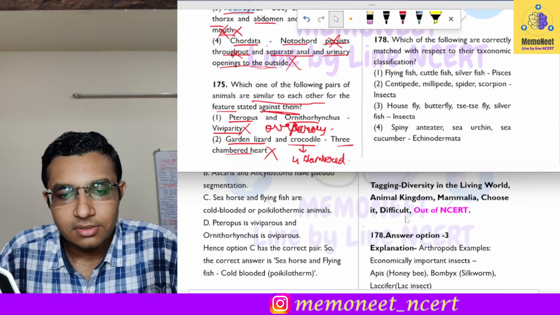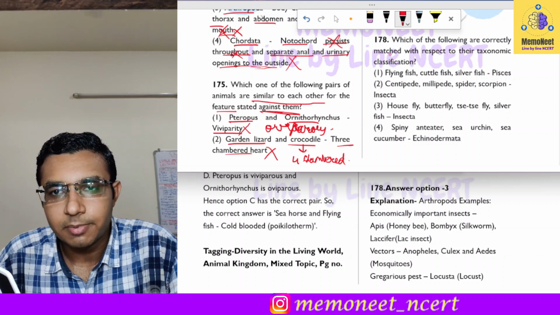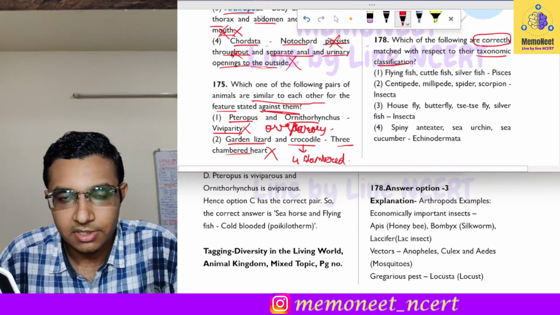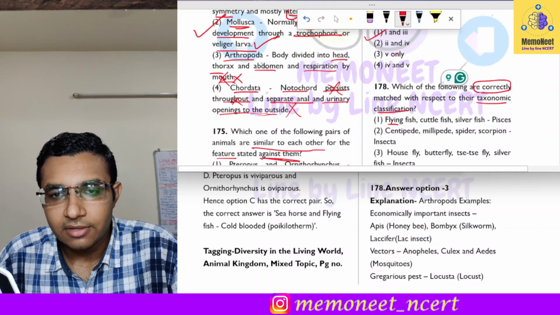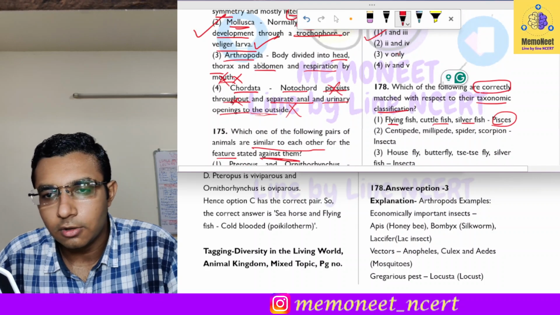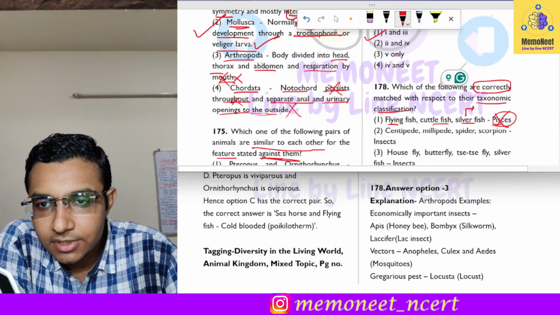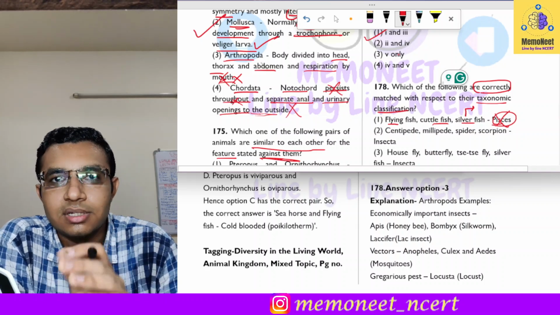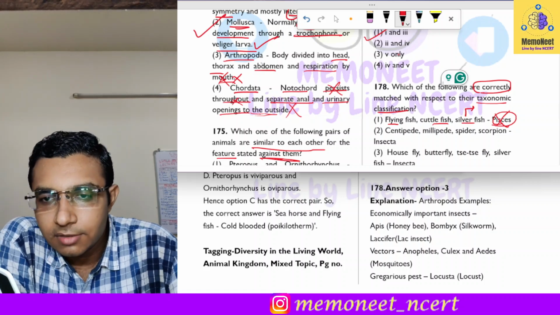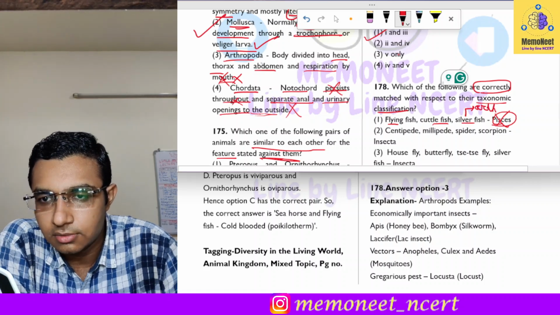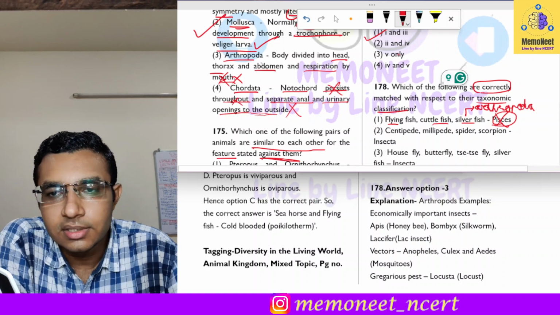The next question is question number 178. It states that which of the following are correctly matched with respect to their taxonomic classification. Okay, so let us check them one by one. The first option shows that flying fish, cuttlefish and silverfish belong to Pisces. So is this correct? No, this is incorrect, because the term fish is given does not mean that it belongs to Pisces. Okay, see, silverfish belongs to the arthropods. Okay, it belongs to arthropoda, so this statement is incorrect.